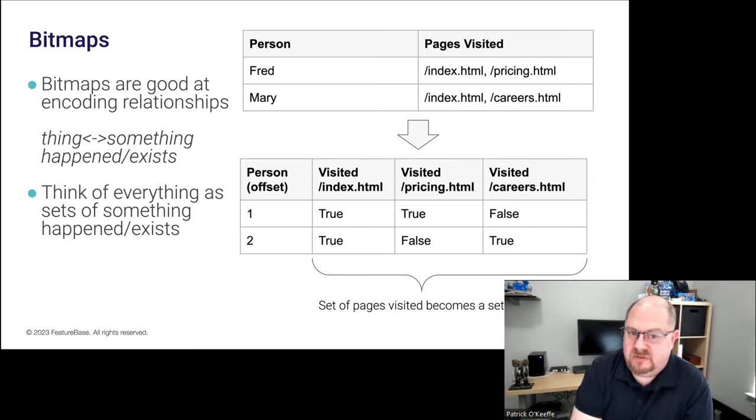And then each person gets an offset in the bitmap. And then basically we have a different bit list for each of the values that we see in pages visited. And so this set can get very, very, very wide. And so this idea of a set of pages visited becomes a set of bit lists. And then each of those bit lists are stored in a series of roaring containers. Does that make sense? Cool.